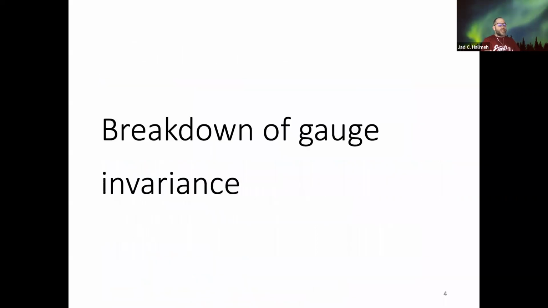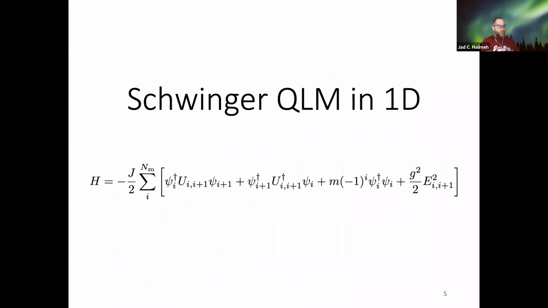So let us actually now put on a formal footing what the breakdown of gauge invariance is. We consider the Schwinger quantum link model in one dimension. Here, what you see are so-called assisted tunneling terms. What this does is it simulates the time evolution of the Schwinger mechanism, which is basically the instability of bare vacuum in the form of fluctuations that manifest themselves in the spontaneous creation of electron-positron pairs.